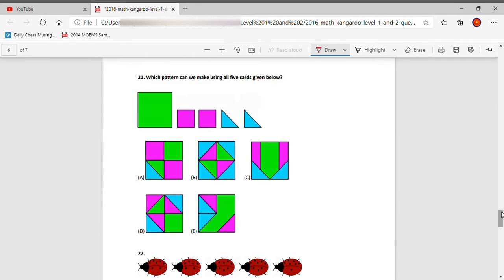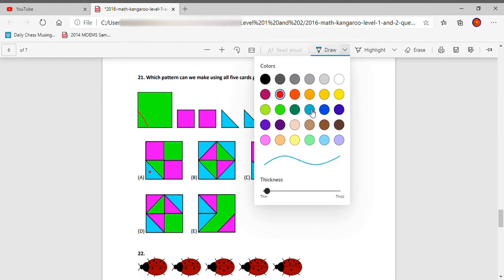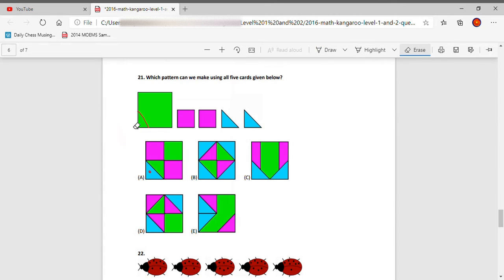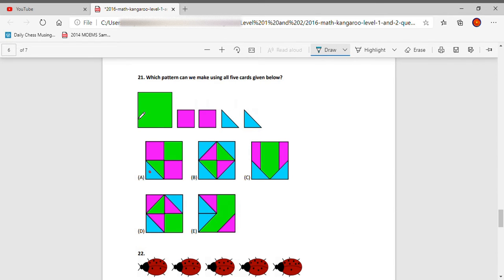Number 21. Which pattern can we make using all 5 cards given below? So let's view A. A cannot be made because they're here. Look, there's 2 blue, so 1 here. So we can pretend there's a blue here. Let's do it this way. It'll be much simpler. So we can add a blue one onto this figure over here. So blue one right over here. So this is blue.